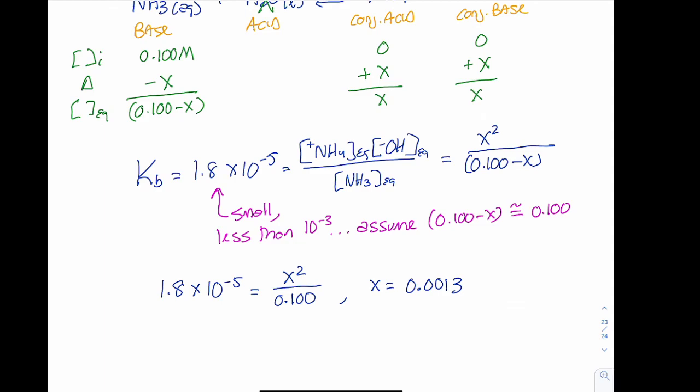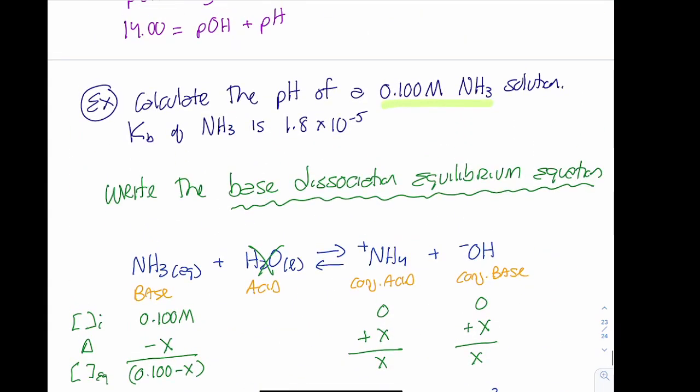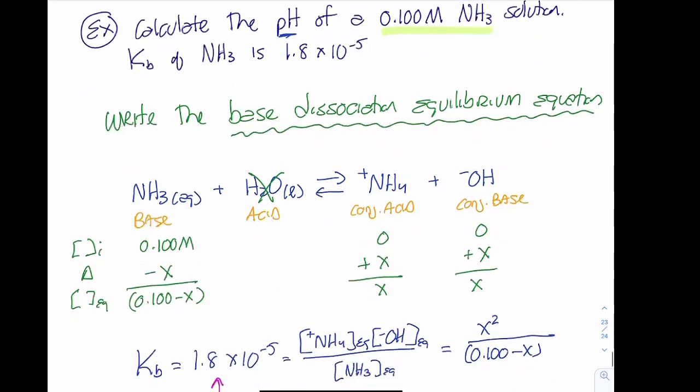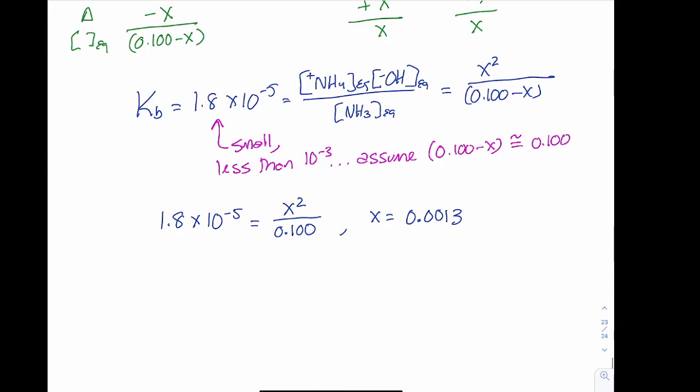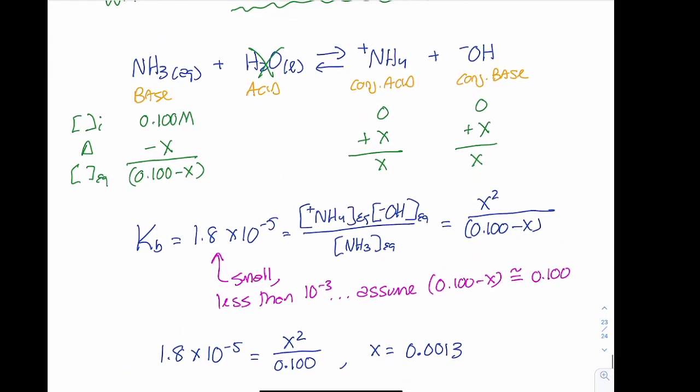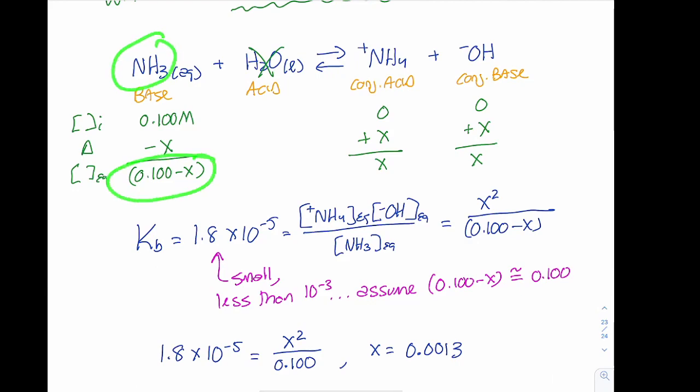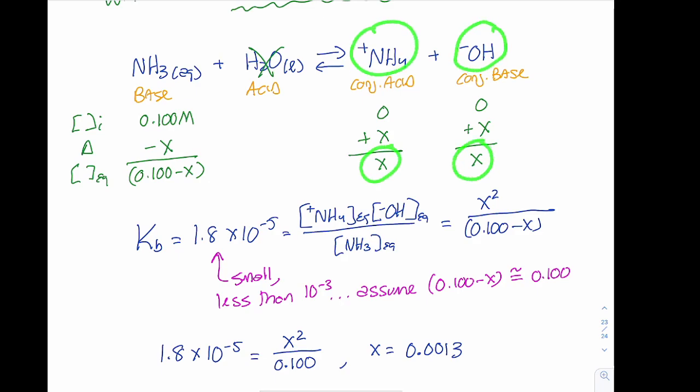So we're not done, right? The problem asks us to calculate the pH, and I'm actually going to have us calculate all of the concentrations at equilibrium also, because that'll help us get a handle on how we're going to do pH, right? So at equilibrium, my ammonia concentration is going to be 0.100 minus X. Ammonium is going to be X, and then hydroxide is also going to be X.